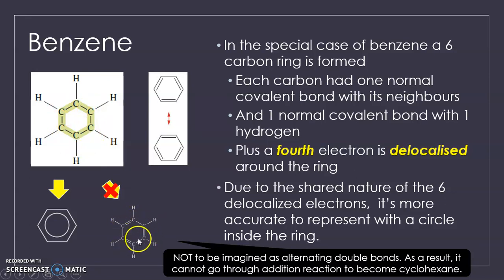Therefore, these carbons are not, in terms of reactions, really unsaturated. Therefore, it means that they cannot go through addition reactions to become cyclohexane. This is a very common misconception among students. Okay? Benzene rings are unsaturated, but they are not in the form of alternating double bonds. There are no double bonds in a benzene ring.